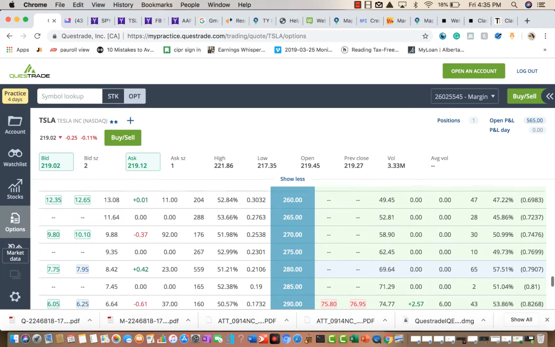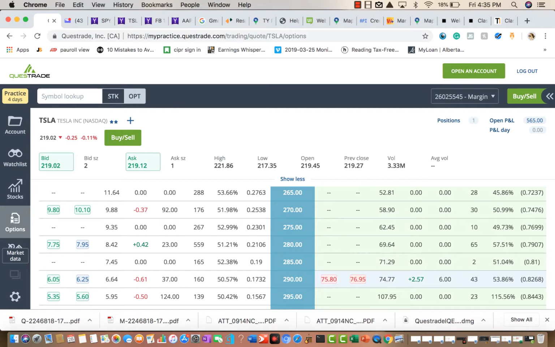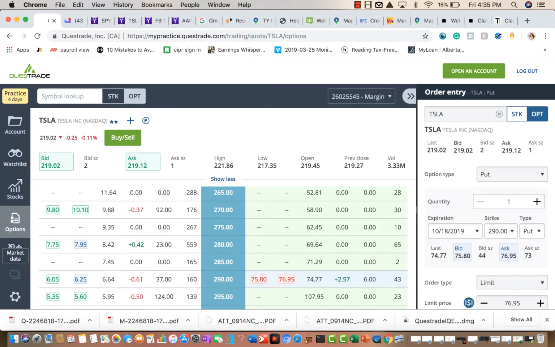So let's choose a delta of 0.82. Let's choose this one. This one has a strike price of 290. See how way deep in the money it is right now?